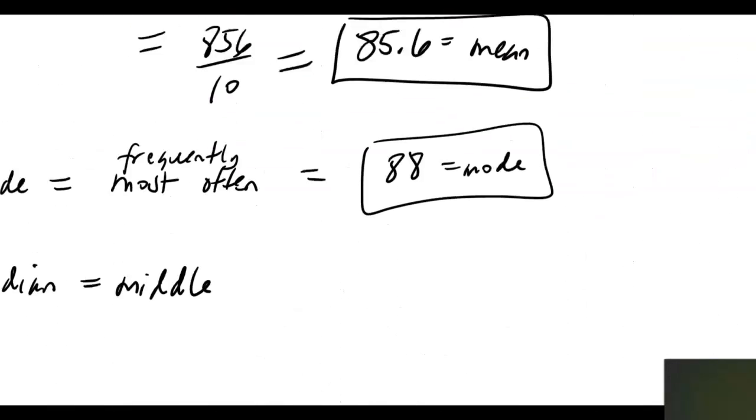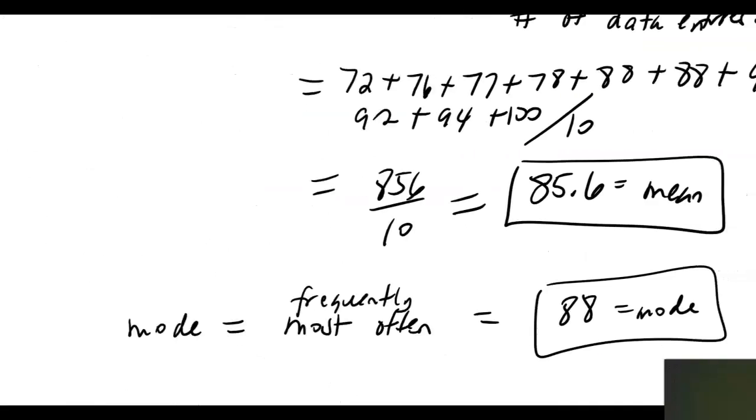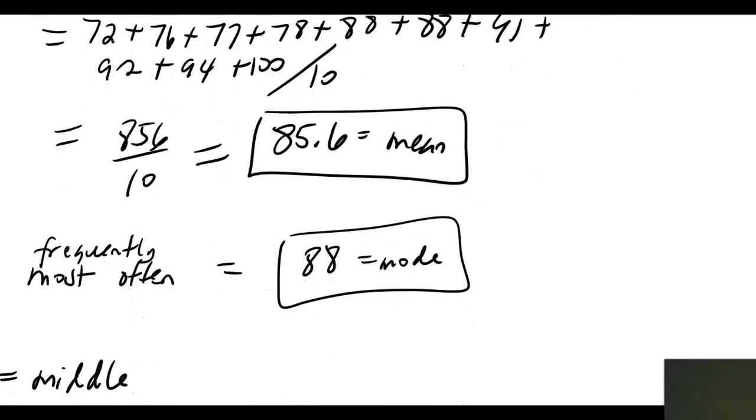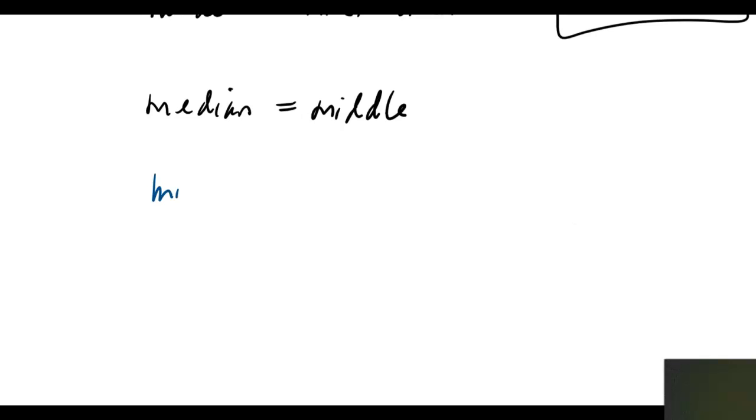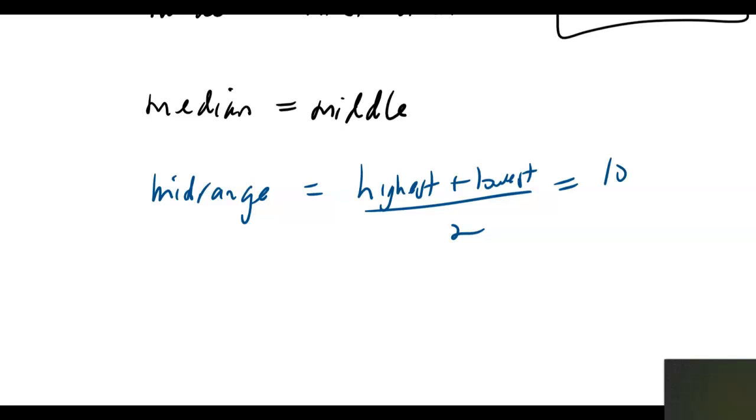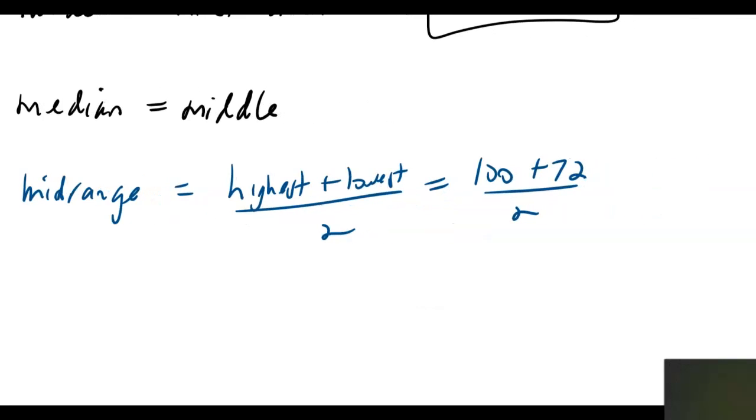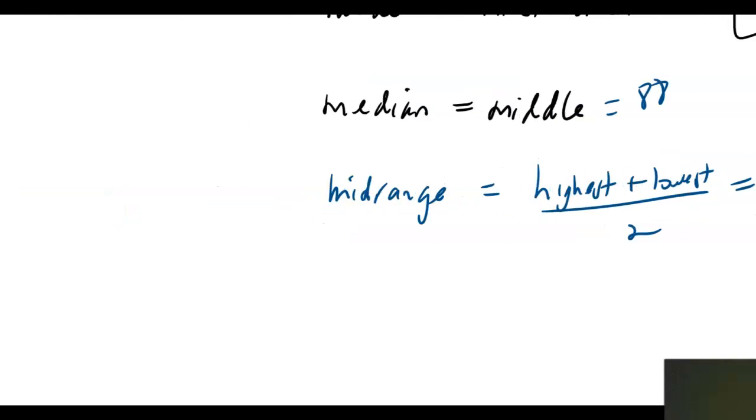The next thing that we want to talk about is how to find the mid-range. We found the range, which was the high minus the low, but the mid-range takes the highest value and adds it to the lowest, then divides by 2. So that would be our 100 plus 72 divided by 2. And that's how you find the mid-range. So the mid-range would be 86. Okay, and that is all for this section.